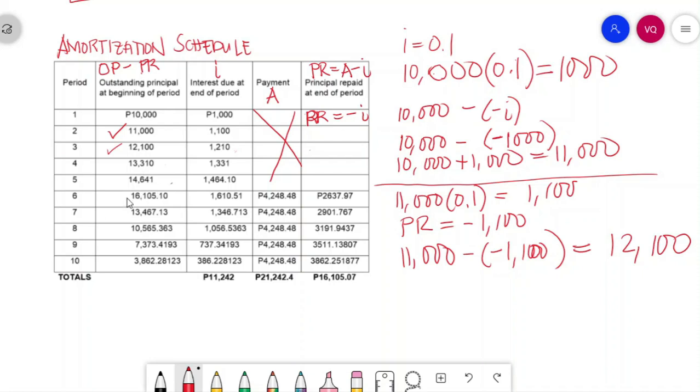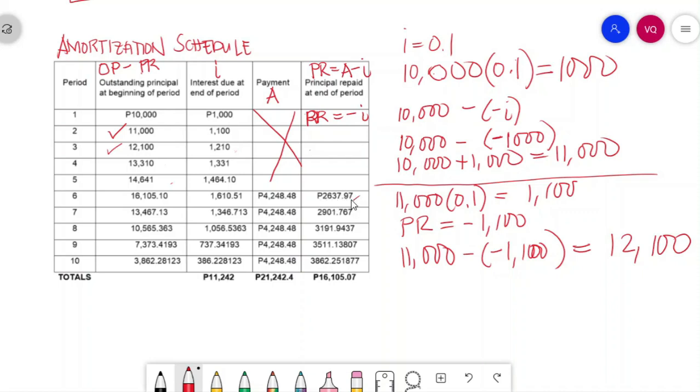So, payment 6 dito na mag-amortize kasi may annuity na tayo dito from payment 6 to payment 10 equal to 4,248.48. So, same procedure. 16,105, get the interest, multiply it by 0.1, so you will get 1,610.51, and then you will subtract it from our annuity, which is equal to 4,248.48. So you will get the PR, which is 2,637.97. So may value na siya.